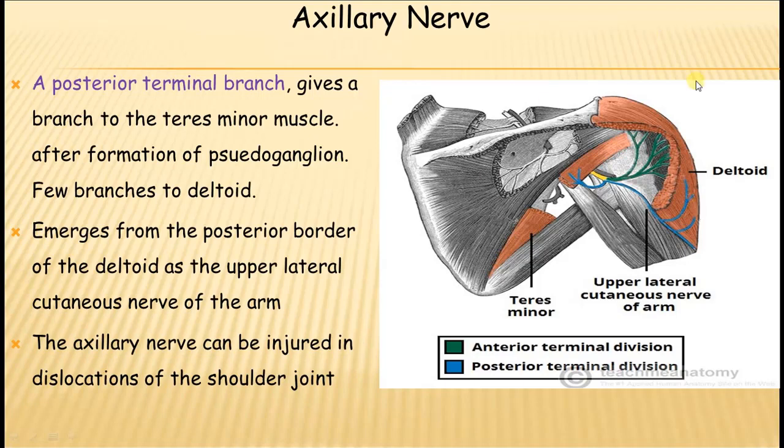Now, since it is winding very closely around the surgical neck of the humerus, a fracture of the surgical neck of the humerus, or dislocation of the shoulder joint, most commonly inferior dislocation of the shoulder joint, can actually damage or injure this nerve. So the axillary nerve is injured during a surgical neck of the humerus fracture and also during dislocation of the shoulder joint, most commonly in inferior dislocation of the shoulder joint.